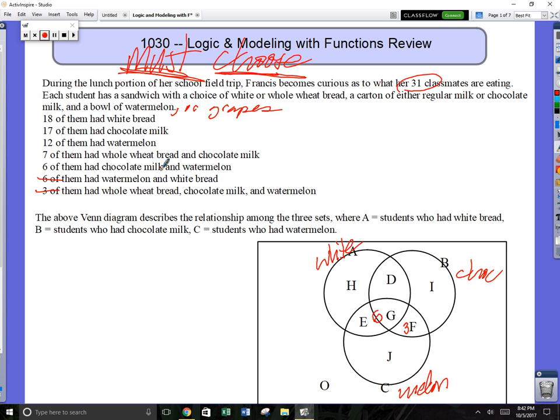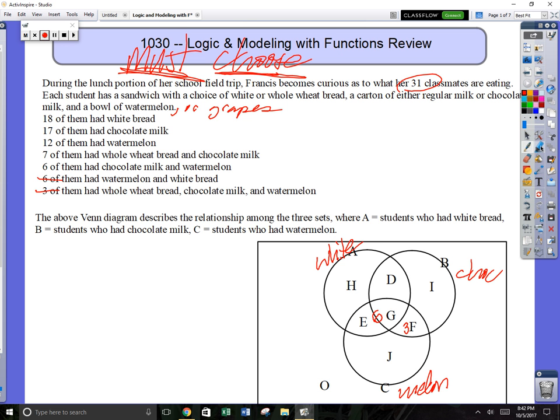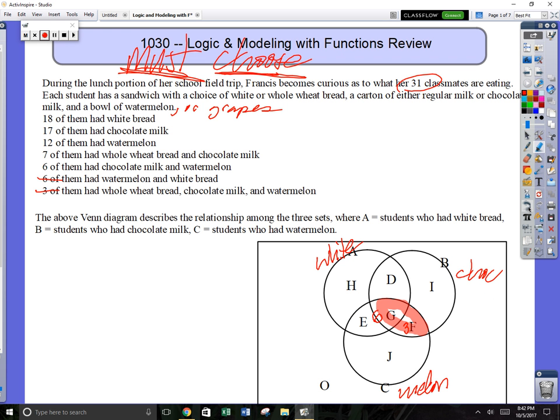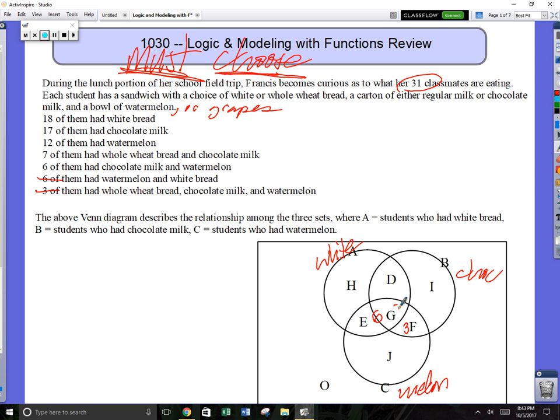6 of them had chocolate milk and melon. So the intersection of chocolate milk and melon, set B and set C, they intersect in region G and region F. I know 6 of them have to live there, and I already have 3 of them in region F, so that must mean 3 of them live in region G. So there's my total of 6, and now I know if 3 live in G, 6 have to live between E and G, so that means 3 are going to live here in E. Okay, now the dominoes are starting to fall.